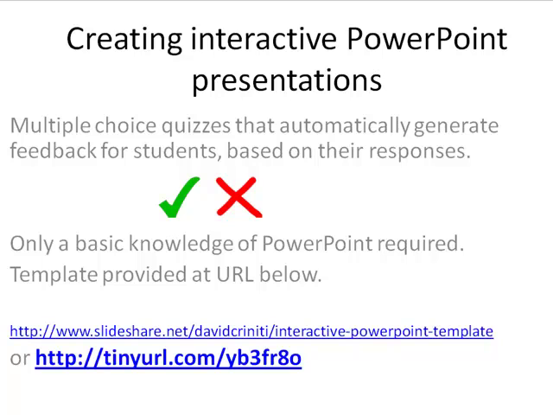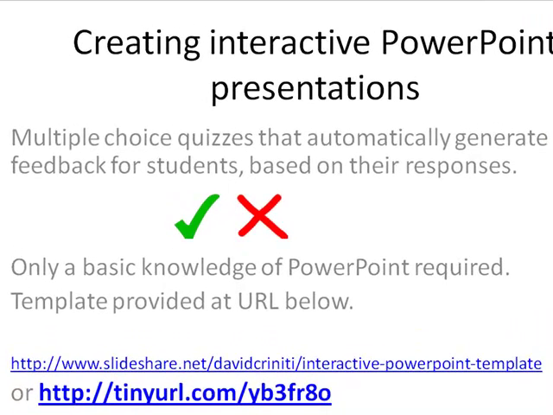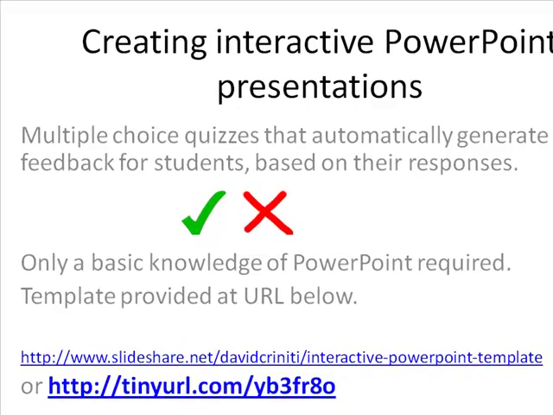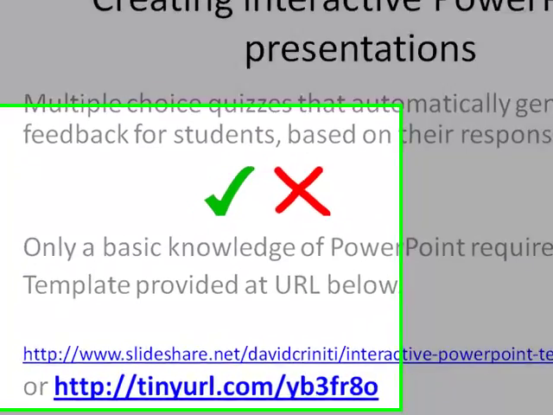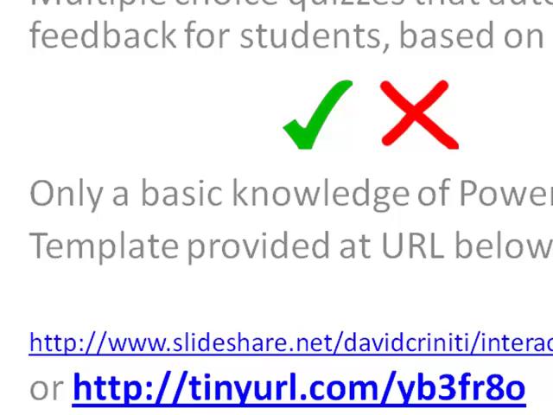So if they click on the correct answer, it'll take them to a tick. If they click on the incorrect answer, it'll take them to a cross. You only need a limited knowledge of PowerPoint to do this, and a template is provided at the URL below: slideshare.net/davidcornetti/interactive-powerpoint-template or the tiny URL address you can see.